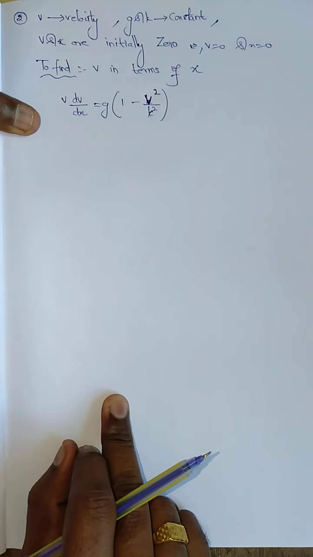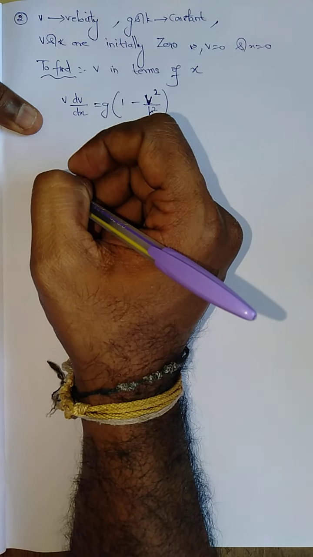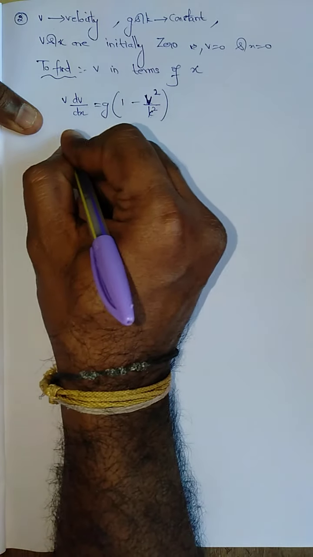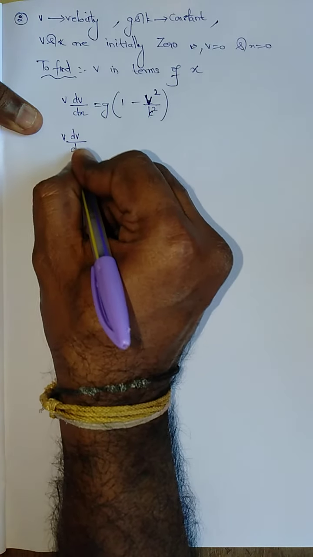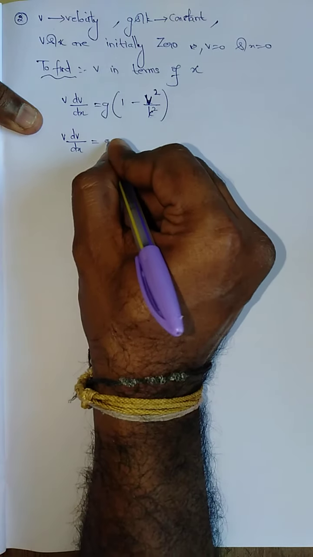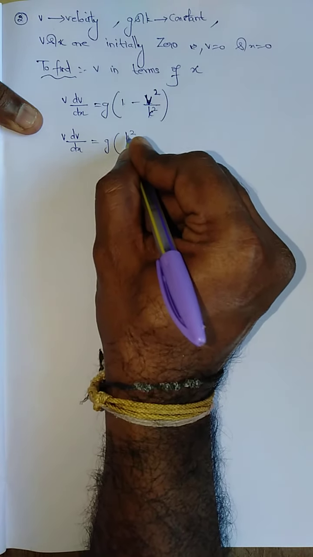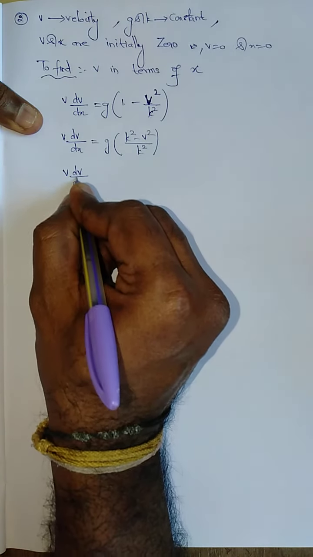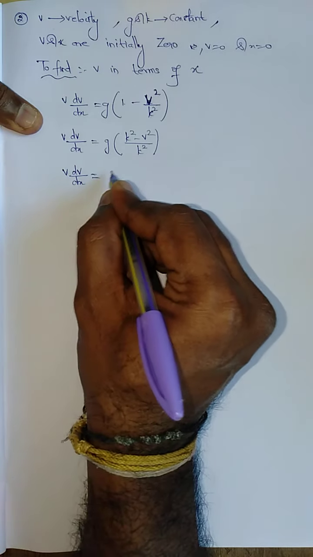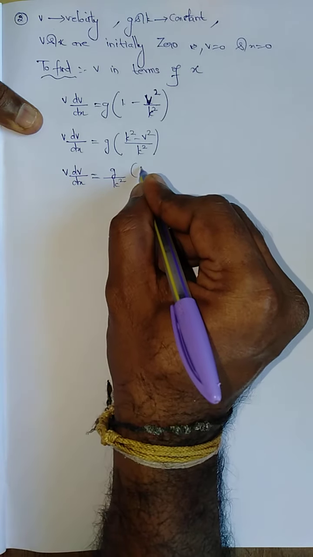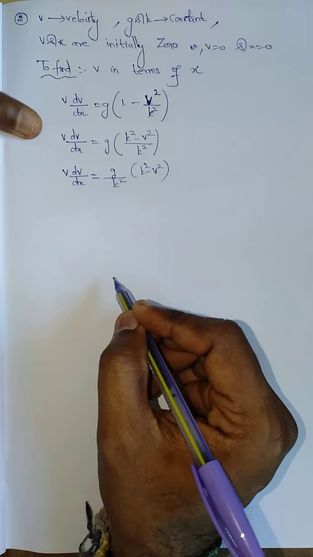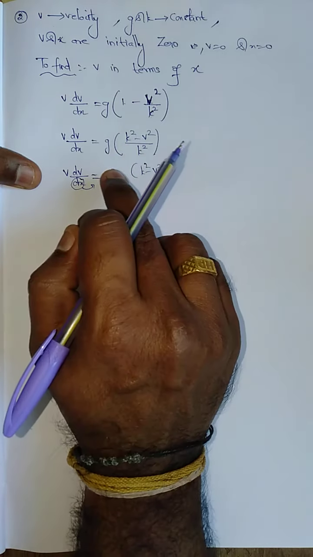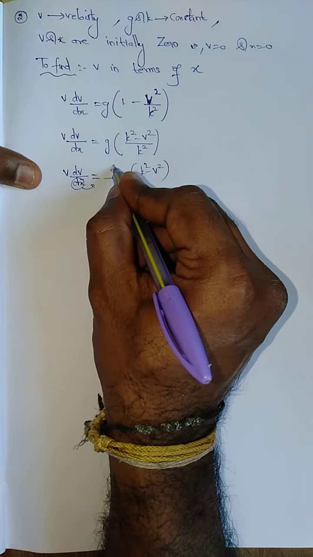Now we will derive this equation. How are we going to do it? We need to make the variables separable, that is, v all on one side and x all on the other side. So v dv by dx is equal to, cross multiplying, g into k square minus v square by k square. V dv by dx is equal to g divided by k square into k square minus v square.